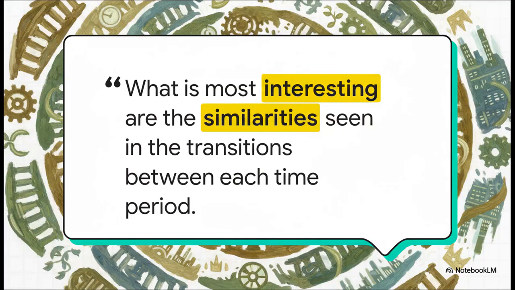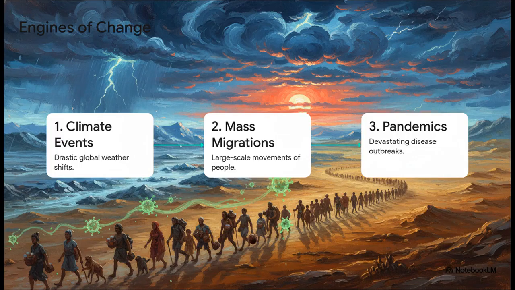But when you step back and you look at this whole story from the Bronze Age to today, what's really the most important takeaway isn't just what happened in each age. It's the shocking similarities in how they all ended and how the next one began. There is a clear, repeating pattern. Time and time again, it's the same three forces, often working together, that trigger these massive shifts: a major climate event, followed by large-scale migrations of people, and often accompanied by devastating pandemics. This trio seems to be the engine of historical change.